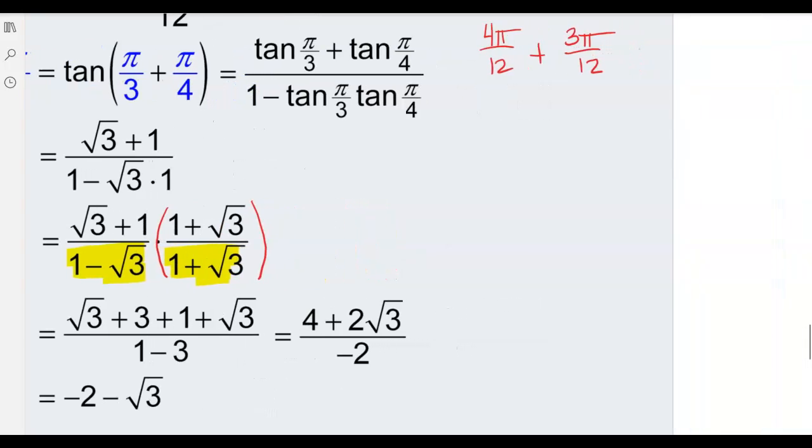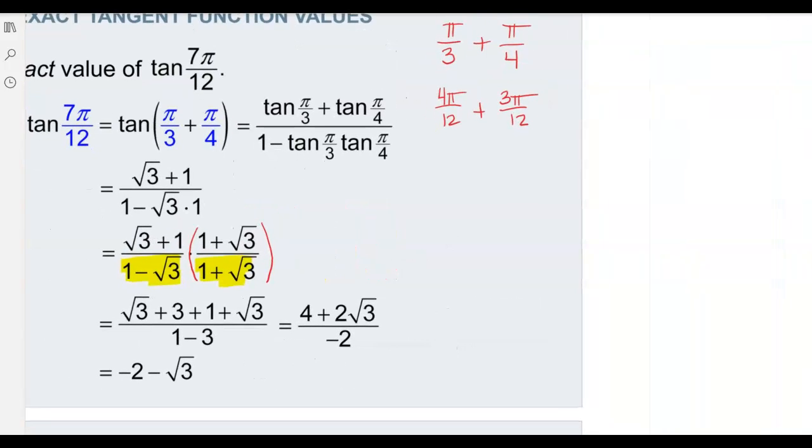Let's do the side work here. First, let's look at the numerator. They have square root of 3 plus 1, and 1 plus the square root of 3. I'm multiplying this out. First, I'm going to multiply these together. Then I'm going to multiply these together. Square root of 3 times the square root of 3 is just going to be 3. Then I'll multiply these together, and then I'll multiply these together. I'm just using the distributive property or FOIL, however you want to think about it.